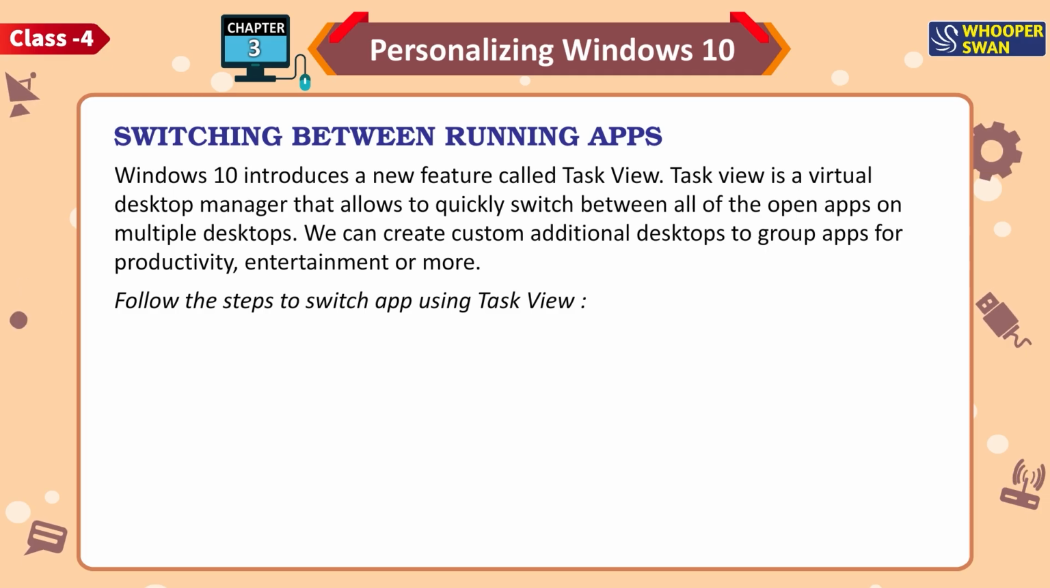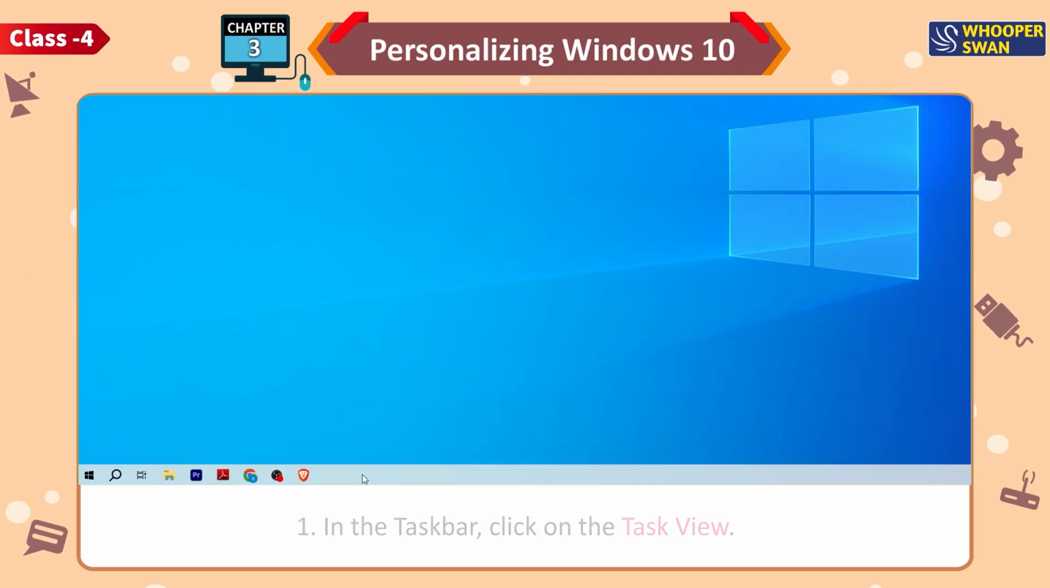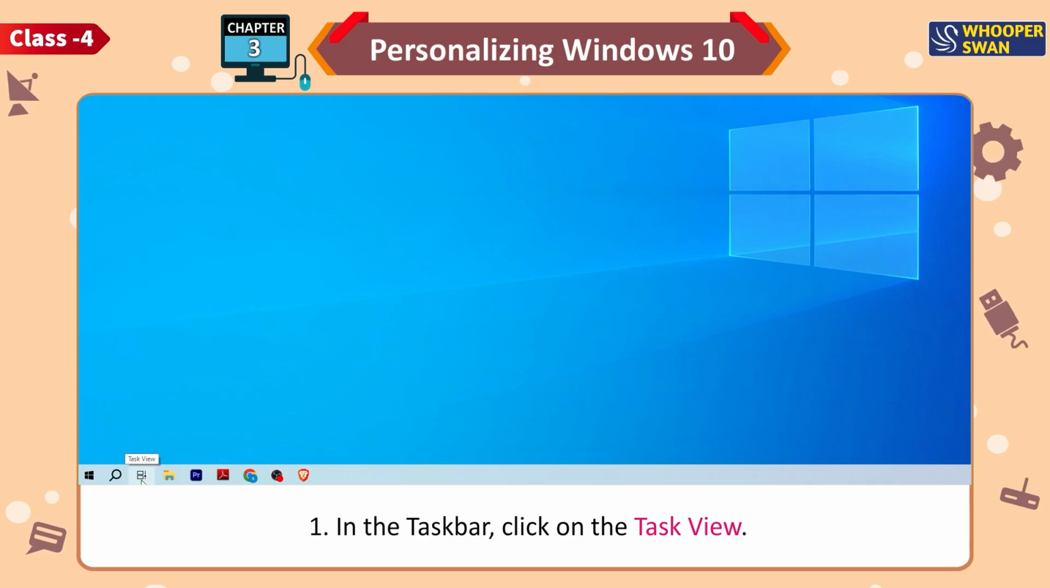Follow the steps to switch app using Task View. Step 1. In the taskbar, click on the Task View.